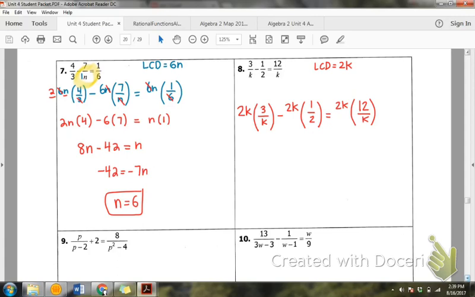So Cedric, in the first fraction, what's going to cancel? The k's, right? So then I have 2 times 3. Braxton, in the second fraction, what's going to cancel? The 2's. So I just have minus k times 1. Olivia, in that third fraction, what's going to cancel? The k's. So I have equals 2 times 12. Let's go ahead and simplify this.